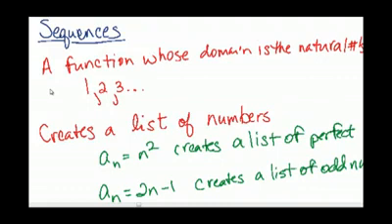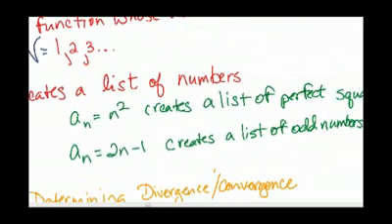Today we're going to be discussing sequences. A sequence is a function whose domain is the natural numbers. The symbol for the natural numbers I will be using is the fancy curly N. They start at 1, 2, 3, increment by one whole number each time, or 1 unit each time. They go on forever. And what it does is it creates a list of numbers.